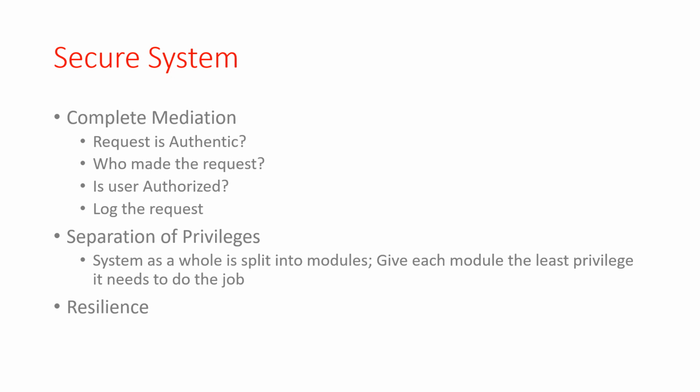Second principle is separation of privileges. Take the computer system as a whole, split it into modules, and give each module the least privilege that it needs to do its job. And by providing it the least privilege, hopefully if that module gets compromised, it can't really do much damage because it runs with not much privilege.